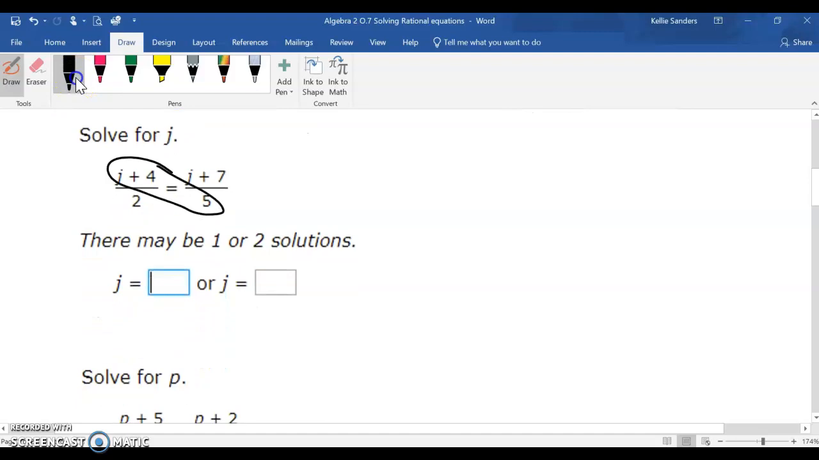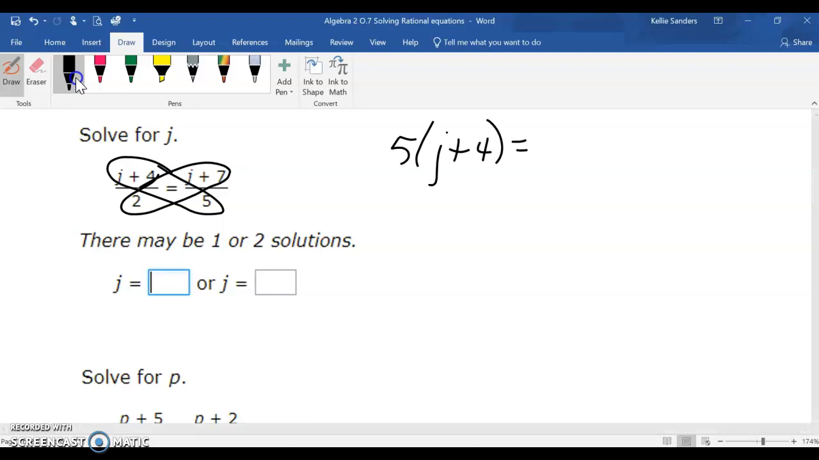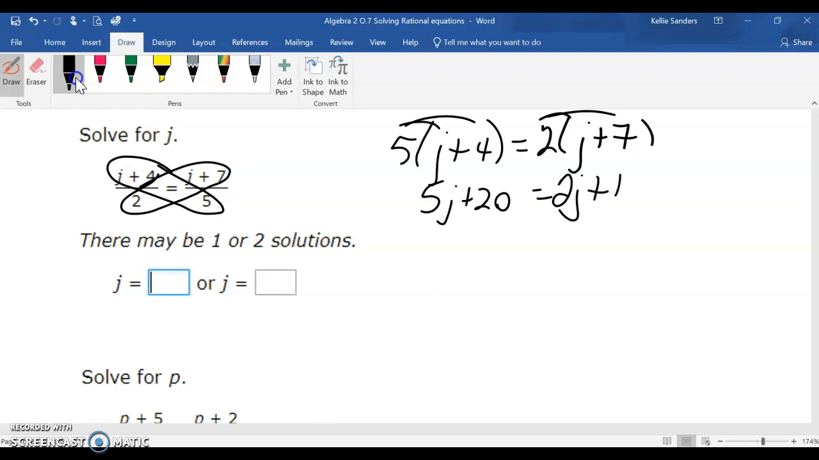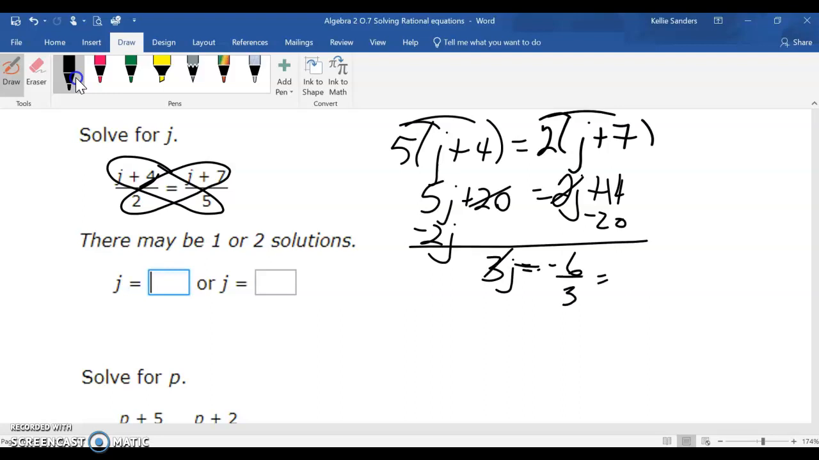Same thing, we're going to cross multiply. So we have 5 times j plus 4, and that is supposed to equal 2 times j plus 7. Distribute, bring down the equal sign, distribute, take the j over, take the 20 over, divide by 3, and j is negative 2. I am not going to put negative 2 in for j to figure it out. I know that most of y'all don't care anyway, but if you wanted to, you could do that and see what happens.